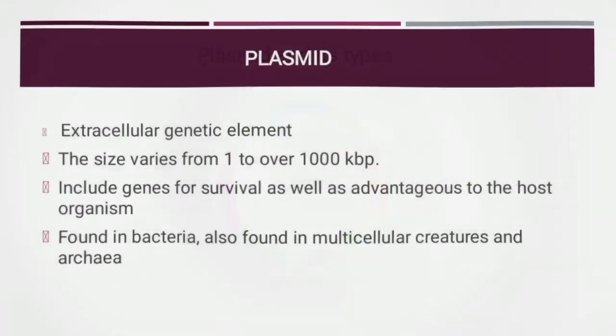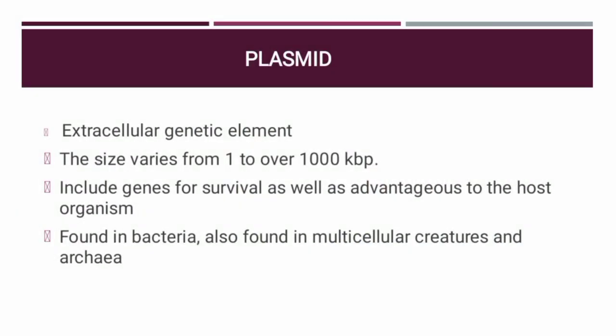The term plasmid was first used by researcher Joshua Lederberg back in 1952. Plasmid simply is an extracellular genetic element. However, some plasmids are attached to chromosomes. Although most plasmids are mobile or self-transmissible, the size of a plasmid can vary from 1 to over 1000 kilobase pairs. Plasmids frequently include genes that are necessary for an organism to survive, as well as those that are usually advantageous to the host organism, including antibiotic resistance genes.